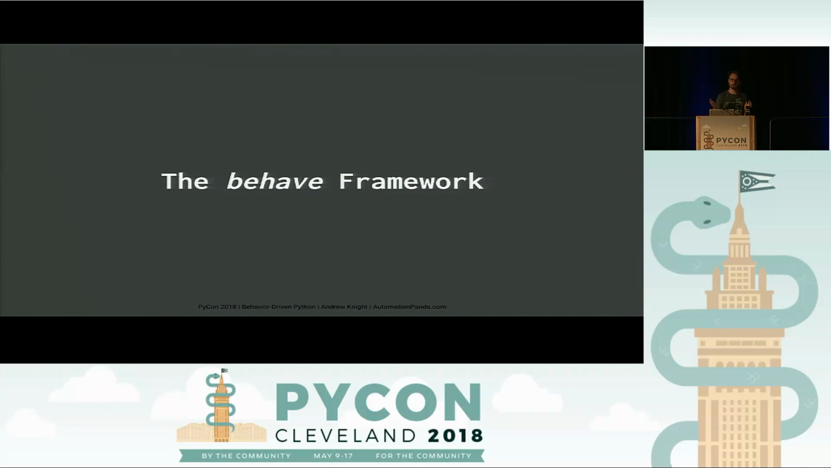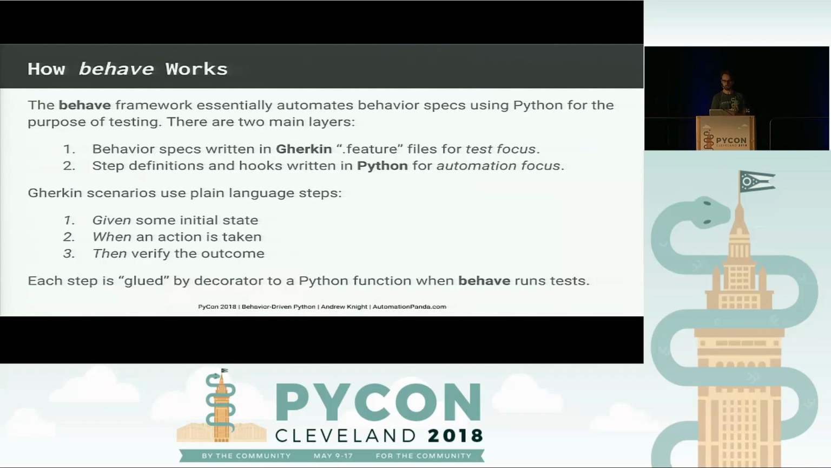Now that we know a little bit about BDD, let's dig into the Behave framework. Behave is a Python test framework. It's very, very similar to Cucumber or Spec if you've heard of those. There are two main layers to the Behave framework. Your top layer is where you write your behavior specs, and you write them in this language I mentioned called Gherkin, and we'll see more examples of Gherkin in the future. You will save your Gherkin in .feature files, and they will very much have test focus, right?